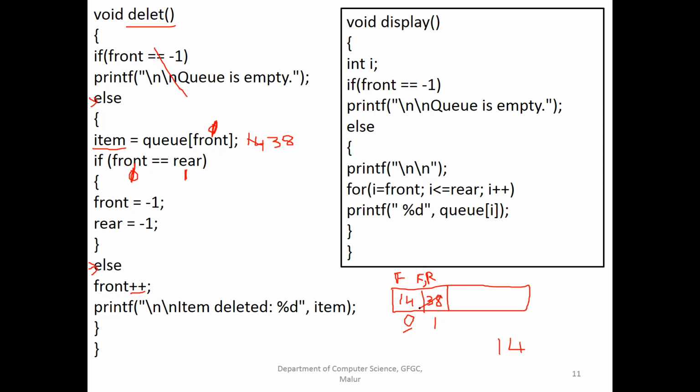That means already 14 was deleted. Now 38 also will be deleted and Q will become empty. When empty, it will become -1 and -1. Then you need to print the item. Item deleted is 38. Second time it will print item deleted is 38.